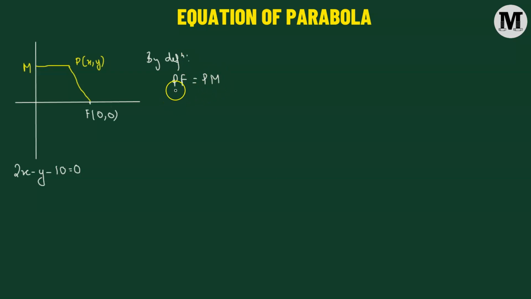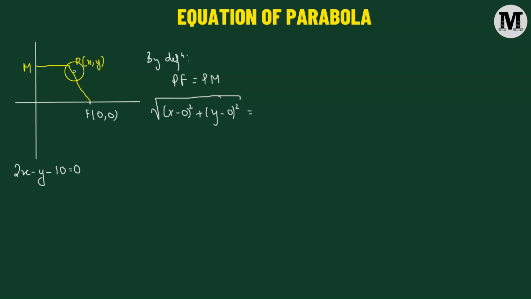Now let's find the length PF using the distance formula. All we have to do is take the square root of the difference of the x coordinates, squared, added to the difference of the y coordinates, squared. This will be equal to the perpendicular distance PM.